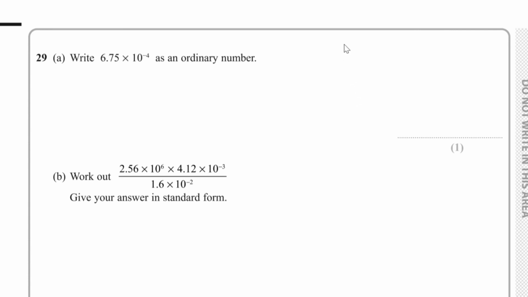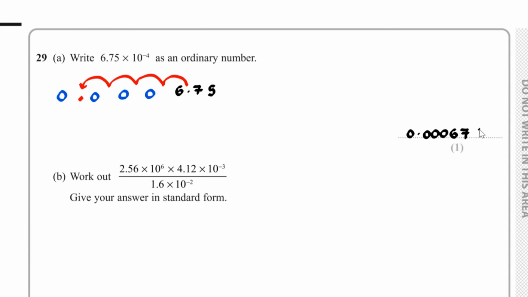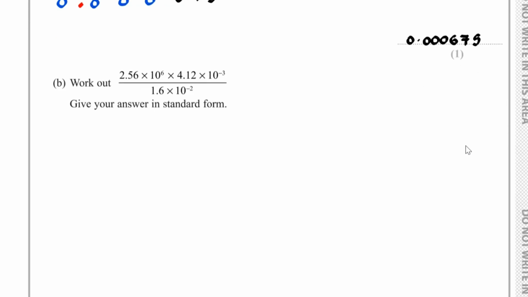Question number 29 for part A, we have to write 6.75 times 10 to the minus 4 as an ordinary number. Well, we've got this 6.75, and what we need to do is move this decimal place 1, 2, 3, 4 to the left. We fill the rest in with zeros. So we've got 0.0000675.